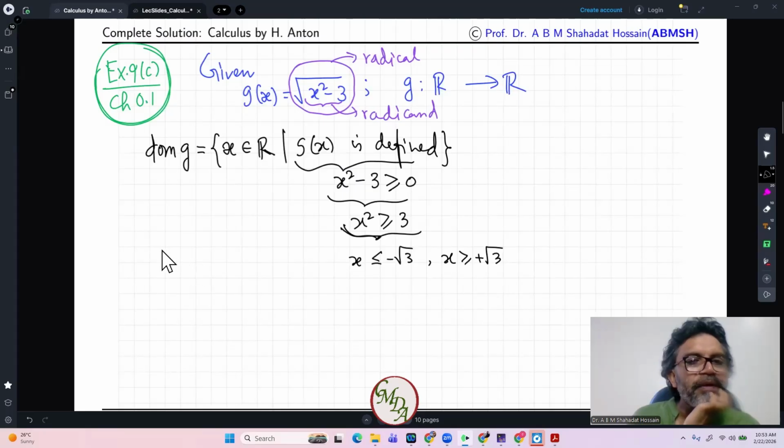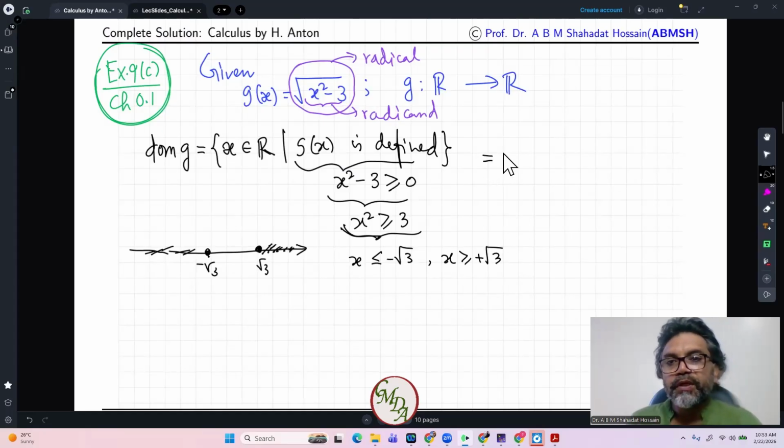You can draw the diagram. So this could be minus root 3 and this could be plus root 3. So the square of numbers less than minus root 3 or greater than root 3, including these two, are always greater than 3. So in interval notation, we can write minus infinity to minus root 3, union, root 3 to plus infinity.